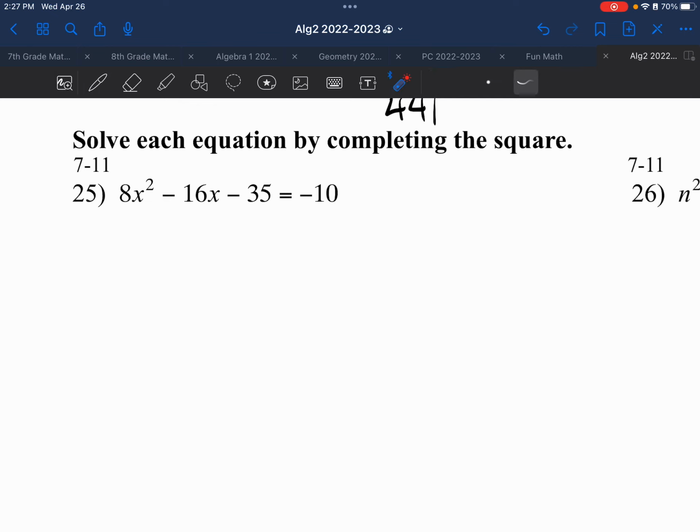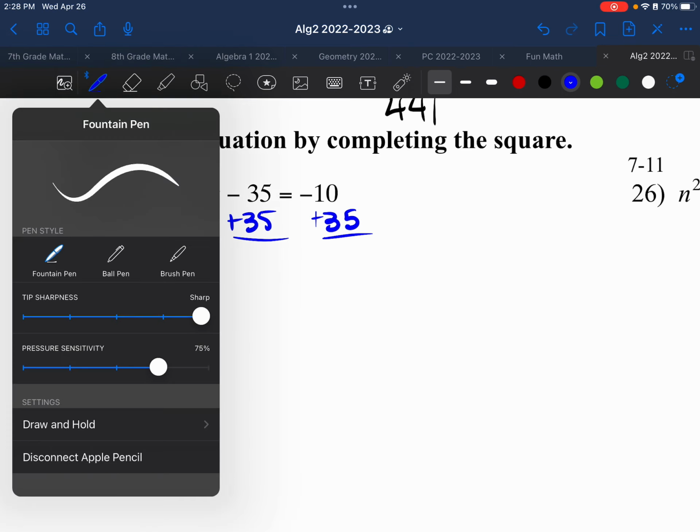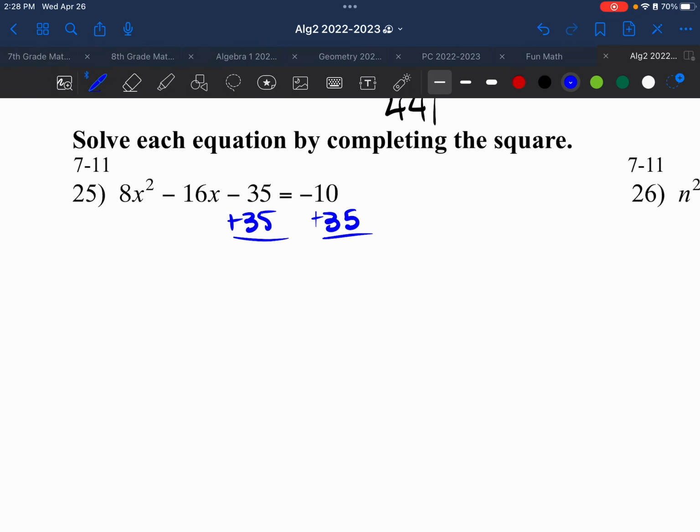First of all, we need to make room for completing the square. This is going to be a number that isn't going to be negative 35. Let's move negative 35 to this side so we have room to complete the square. I'm going to add 35 to both sides. That was a terrible 5. Try it again. I'll leave it on a fountain pen. Maybe the pressure sensitivity will bring it down a little bit.